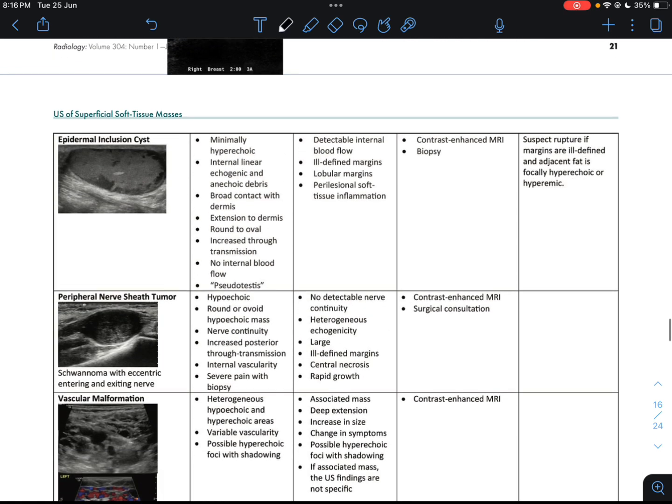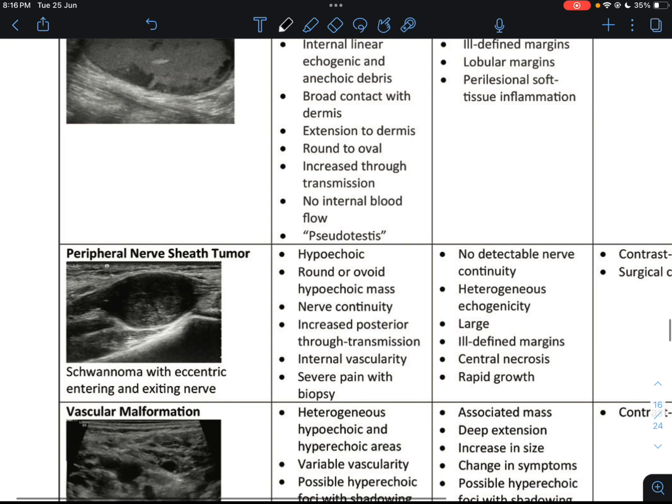In this image, you can see a peripheral nerve sheath tumor. Here you can see how nicely it is continuing with the nerve proximally and distally. That is the entering and the exiting nerve can be seen here.